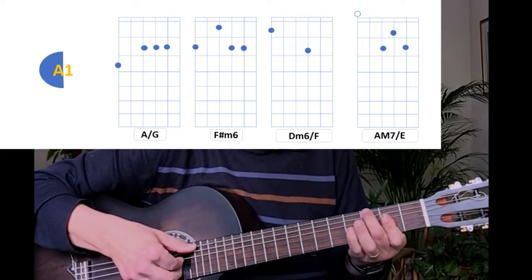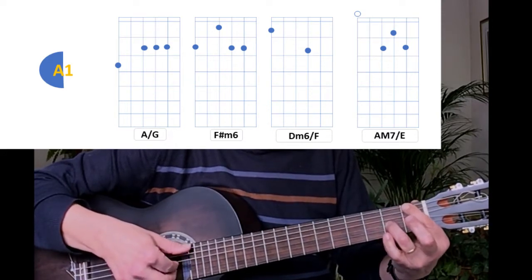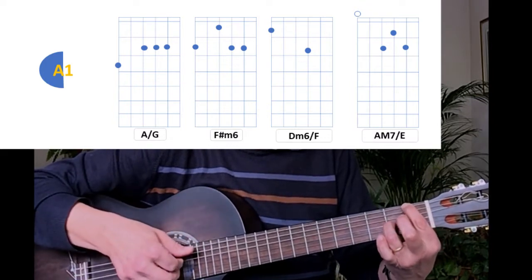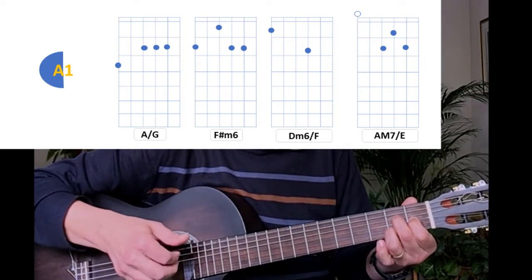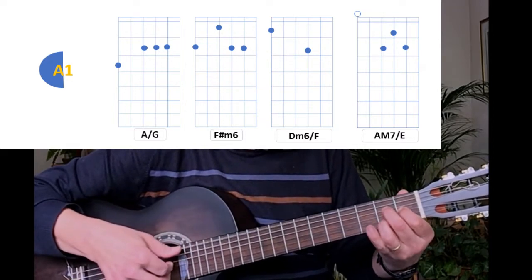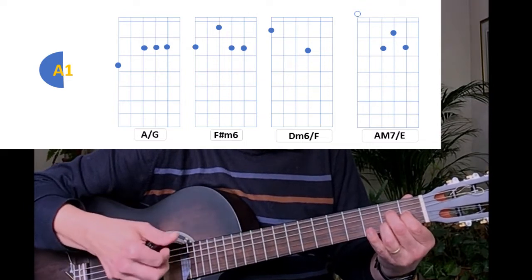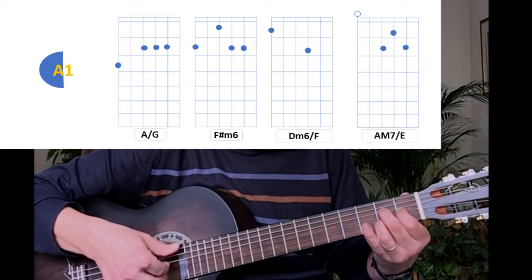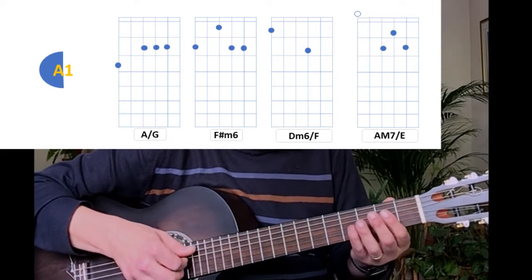Okay, so starting with A, F sharp minor 6, D minor 6 over F. Very simple chord, nice chord. And then we go to A major 7 over E. You can see this chord either as an E dominant chord with a 6th, for example, or as an A major 7 with an E in the bass. So I call it A major 7 over E. This is A1, the first sequence.